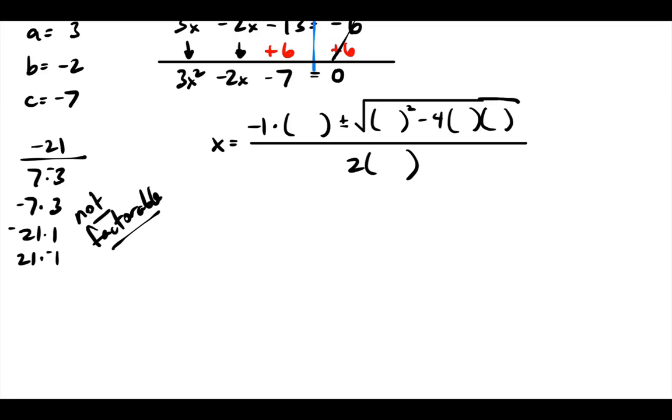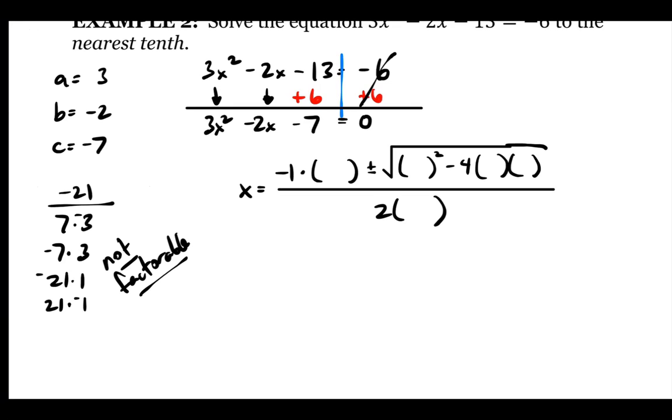Now I do that because that's where I'm going to plug in the numbers. If there was an A there before, I'm going to plug in what A is. If there was a B there before, I'm going to plug in what B is. It's important to do that because some of these numbers are negative, some of them are positive. And then if you look, I have a negative inside the square root already.